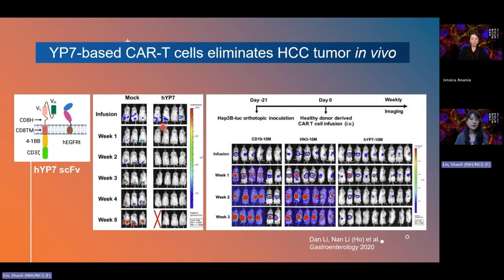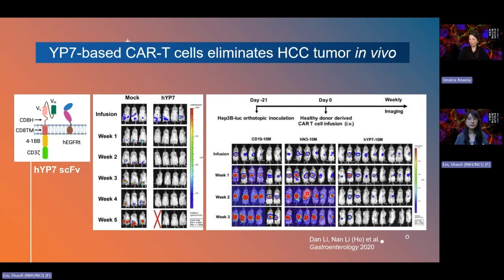We can see from here, after the treatment of humanized YP7 CAR T cells, the tumor regression is very significant compared to the mouse control. And it's also really fast. It's quite potent. And also for the orthotopic model where we transplant human tumor to the NSG mice, we see that the HYP7-based CAR T cells also have a much better regression role than the control and the other CAR T control.